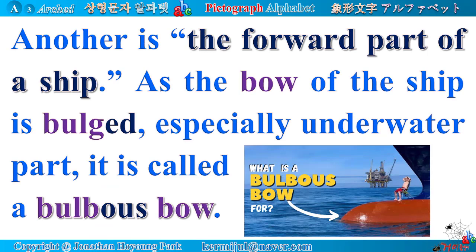Another is the forward part of a ship. As the bow of the ship is bulged, especially the underwater part, it is called a bulbous bow. What is a bulbous bow for? It plays a role to reduce the resistance of waves or current.